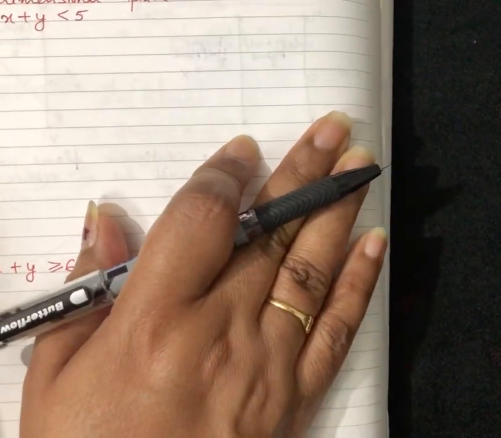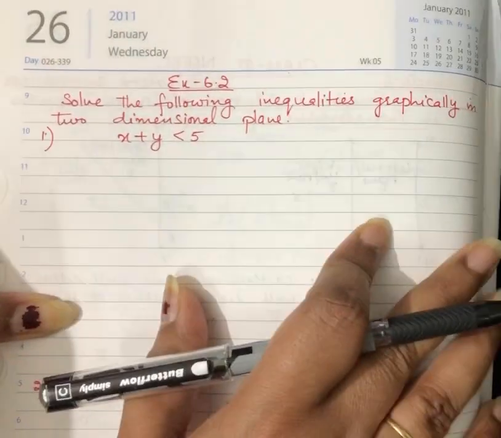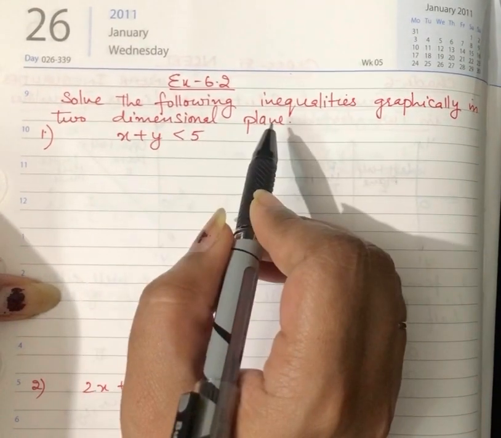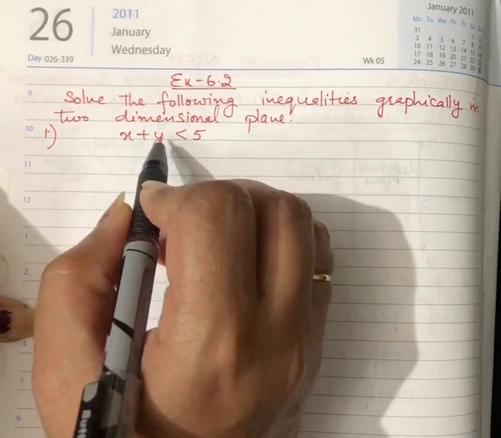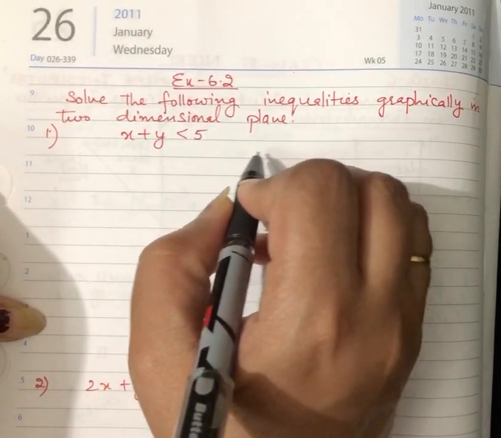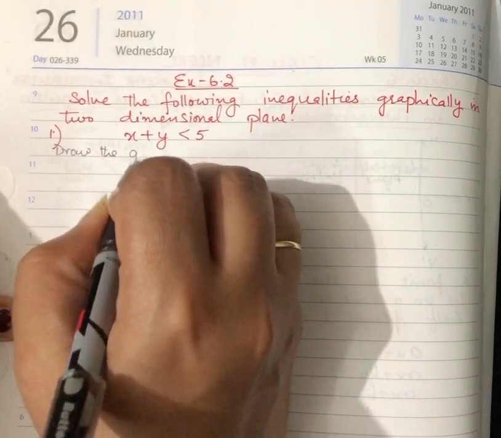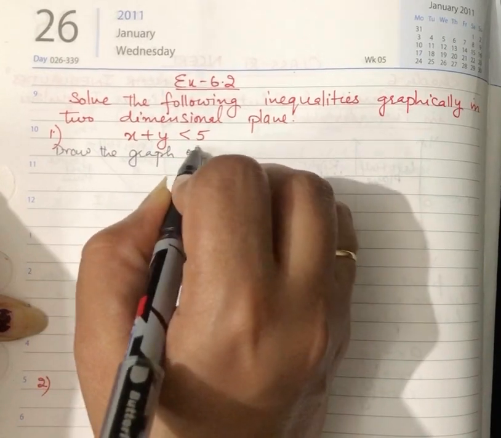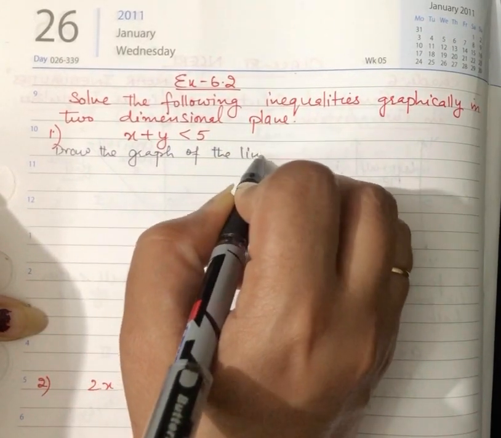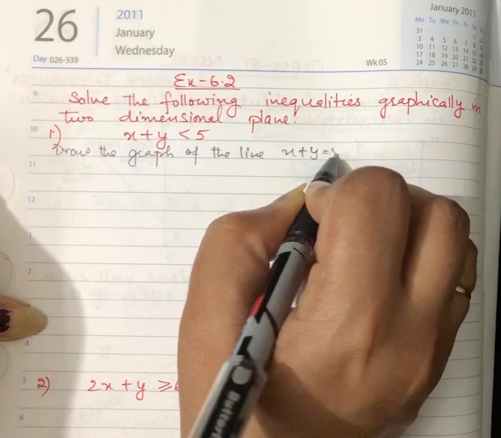So here again we have to solve the following inequalities graphically in two-dimensional plane. So first of all we will draw the graph of the line x plus y equal to 5.